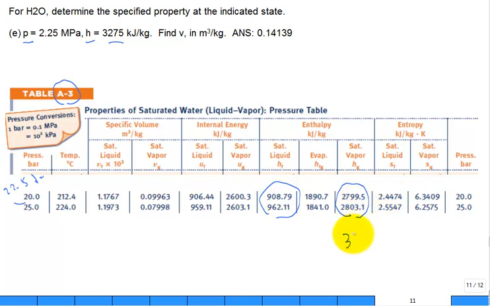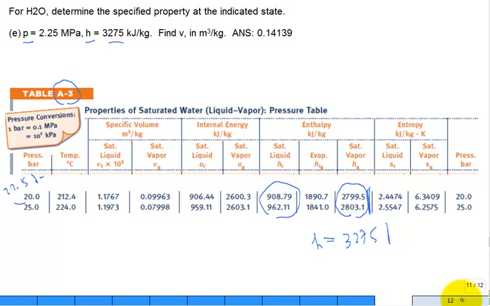So 3275 is our h. It's greater than h_g. So we conclude that we're not two-phase. We conclude that we're superheated. It's just, again, looking right here at this value and making that comparison.